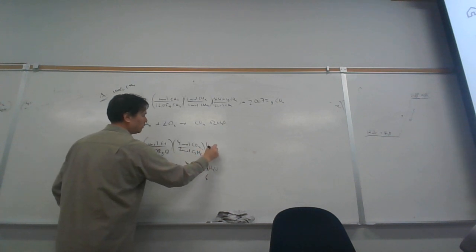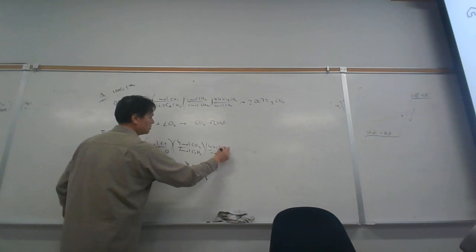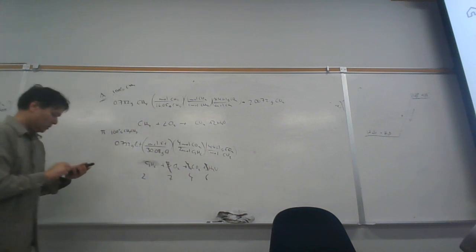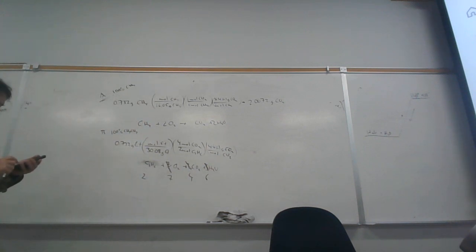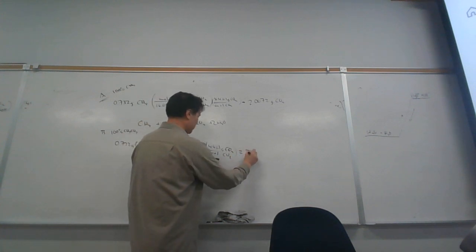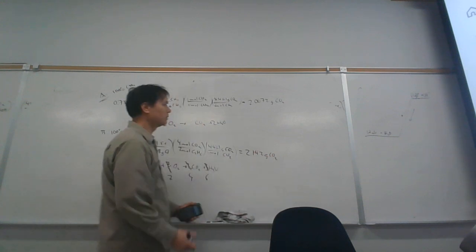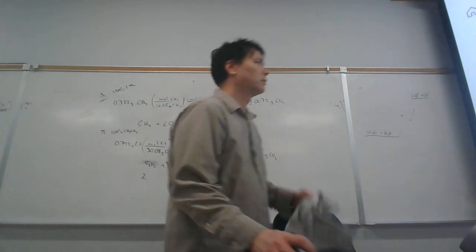And then 44.01 grams per mole of CO2. And so 0.732 divided by 30.08 times 2 times 44.01. 2.142 grams of CO2. Is that what you got too? No, it's not. Looks fine.